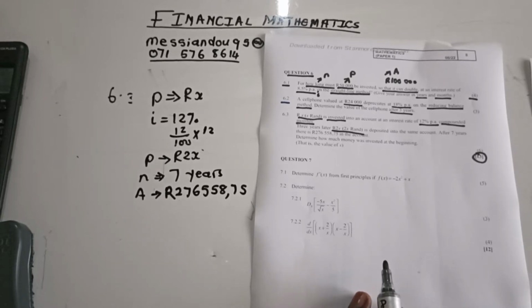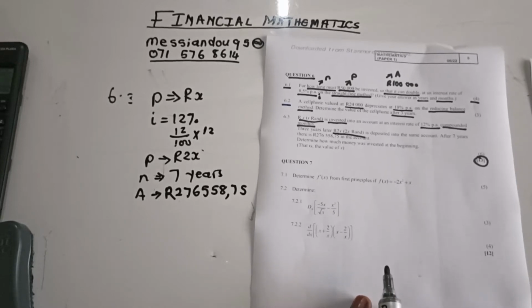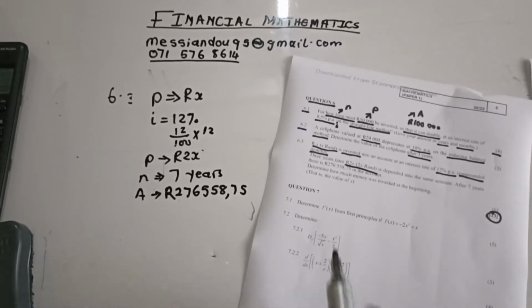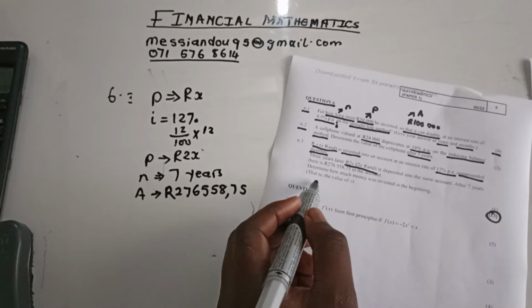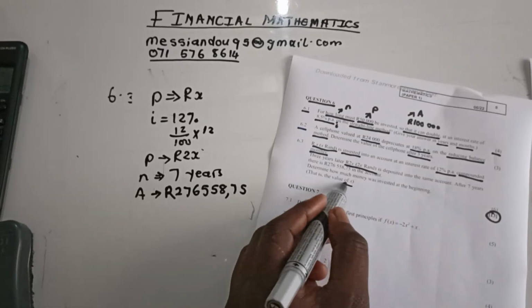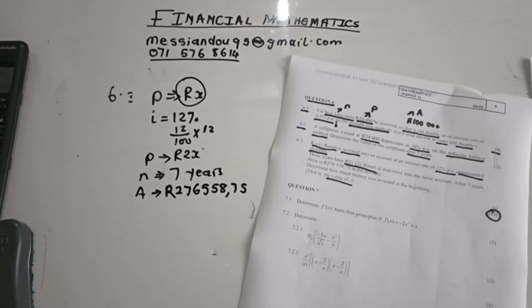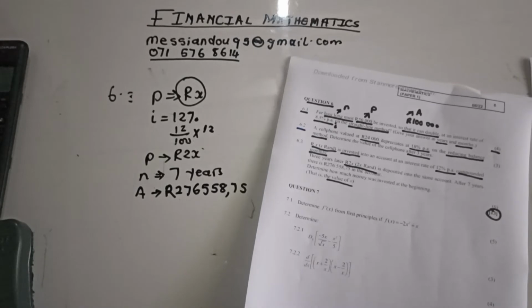They said you have to determine how much money was invested at the beginning. Okay, that is the value of X. Of course, this is the first amount invested, right? Okay, which is just much easier.